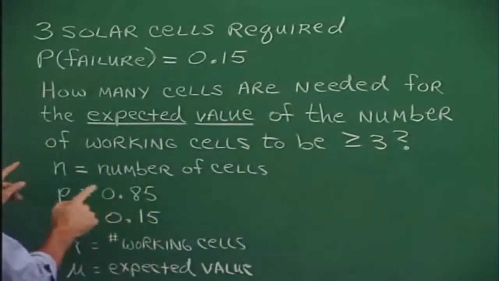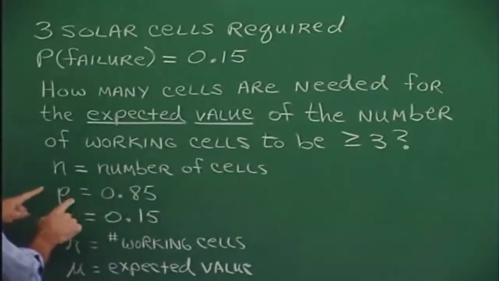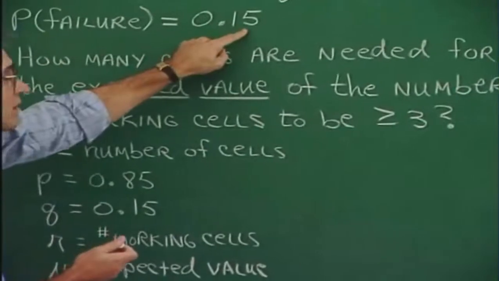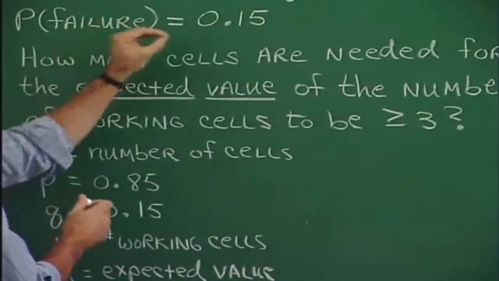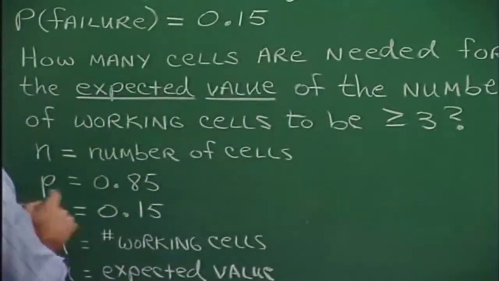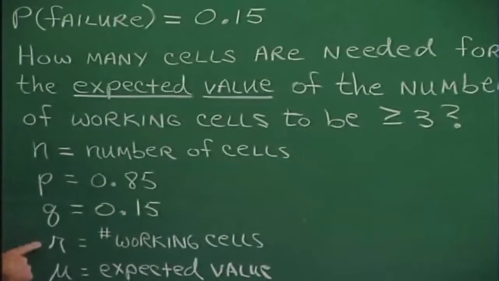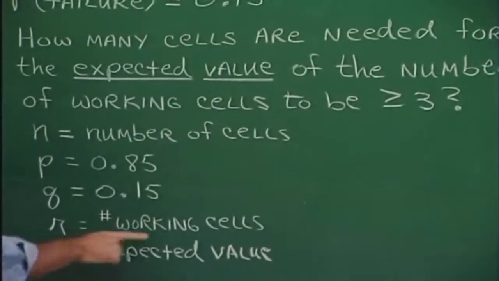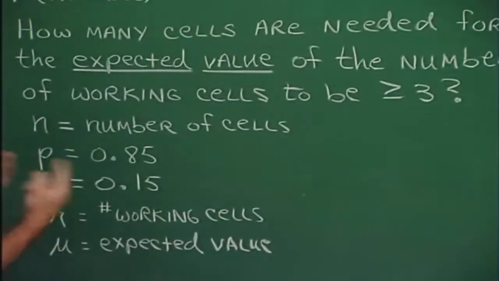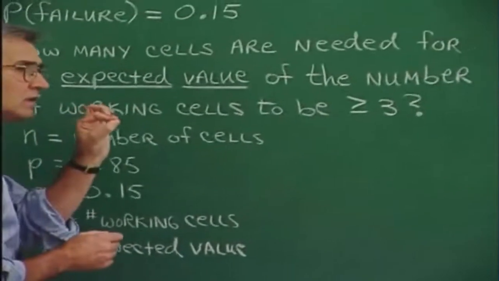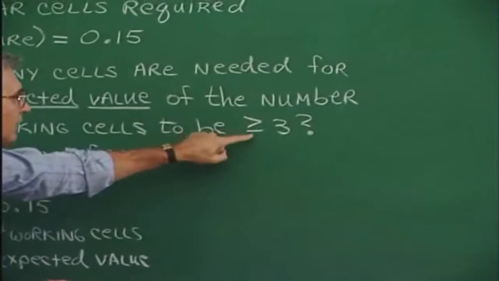And now here's the situation. N is the number of cells. P is the probability of success. Now if the probability of failure is 0.15, the probability of success would be 1 minus 0.15 or 0.85. Q, the probability of failure, is 0.15. R is the number of working cells, and mu is the expected value, the mean number that we're talking about here. All right, let's calculate that expected value to be greater than or equal to 3.